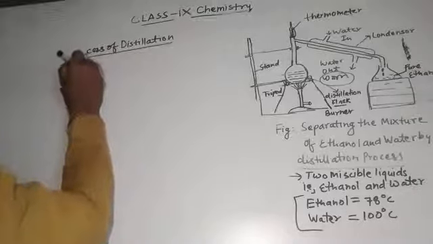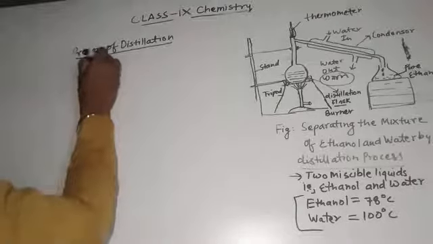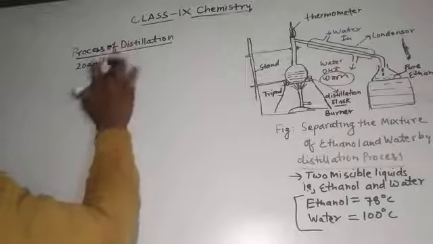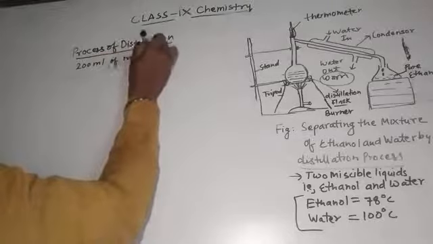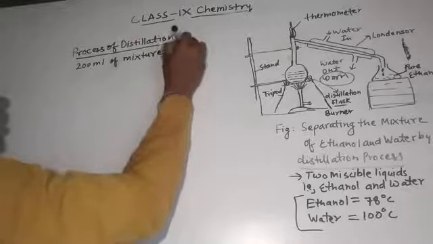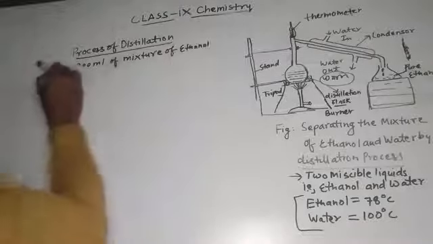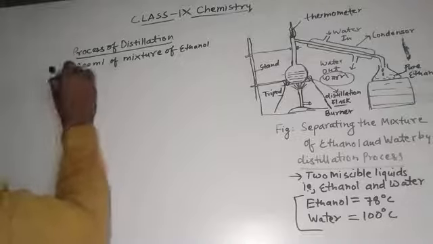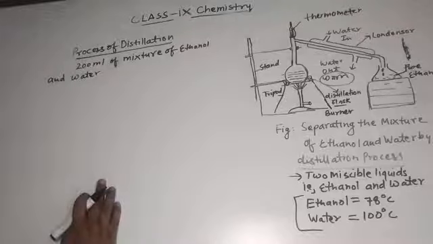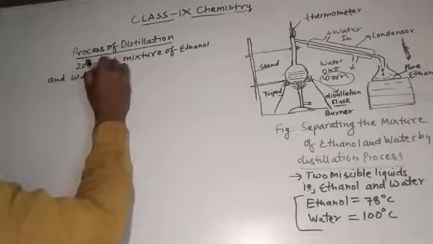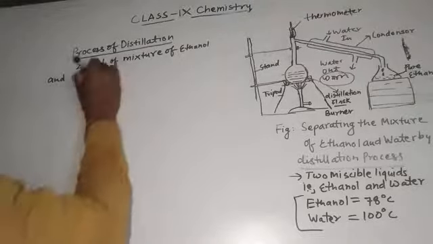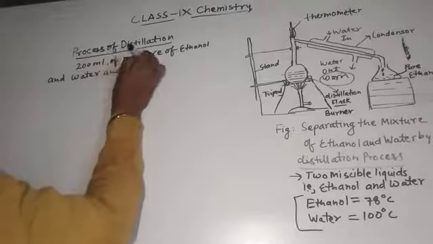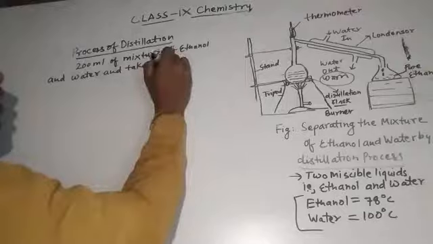What is the process of distillation? First we take 200 ml of a mixture of ethanol and water, and take it in the distillation flask.